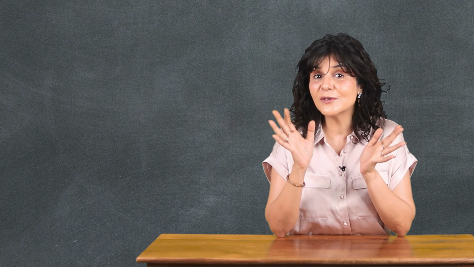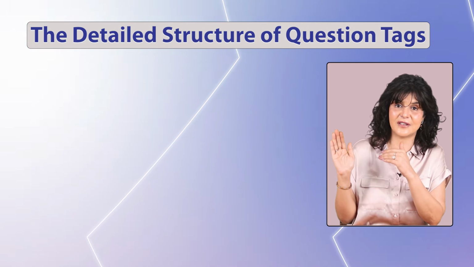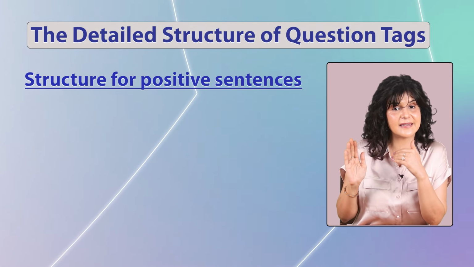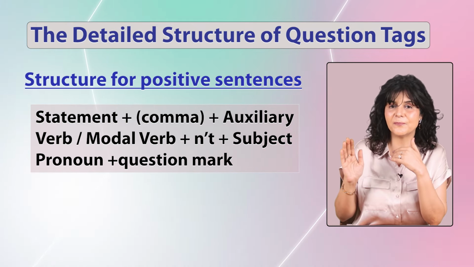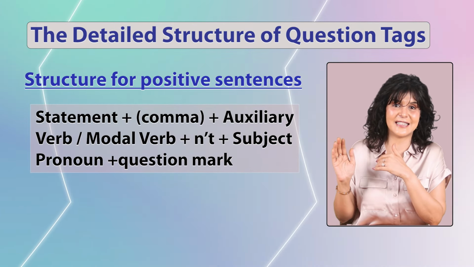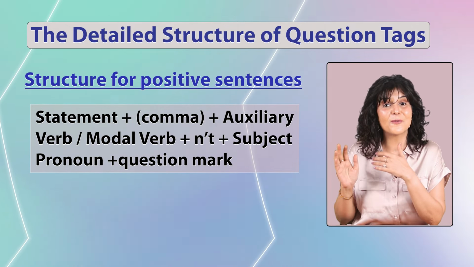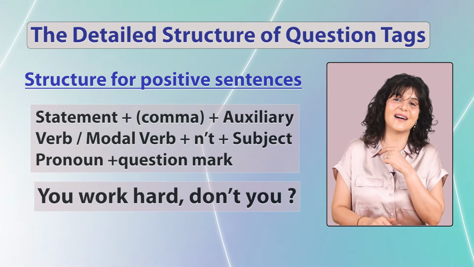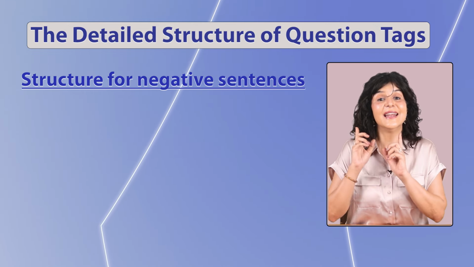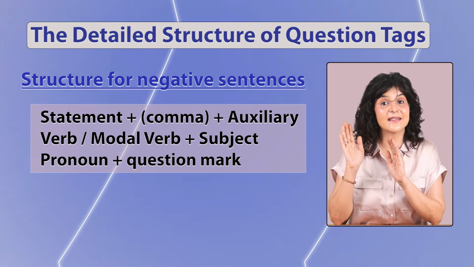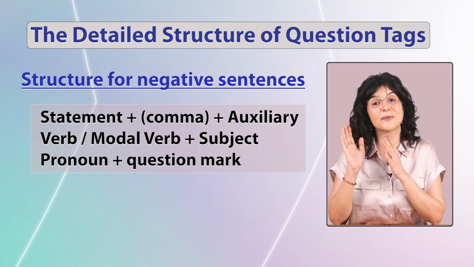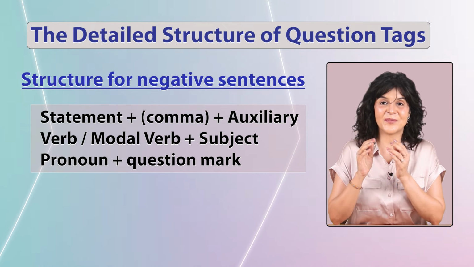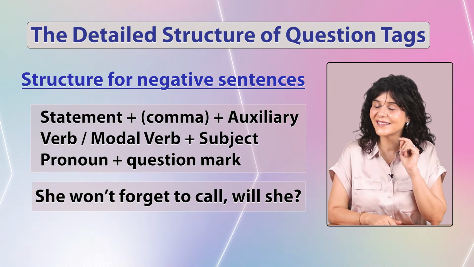So we have 3 rules done for question tags, and now on to the detailed structure of question tags. The structure for positive sentences: statement plus comma plus auxiliary verb or modal verb plus n't plus subject pronoun plus question mark. You work hard, don't you? Structure for negative sentences: statement plus comma plus auxiliary verb or modal verb plus subject pronoun plus question mark. She won't forget to call, will she?